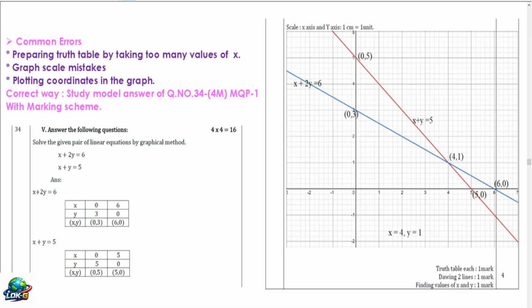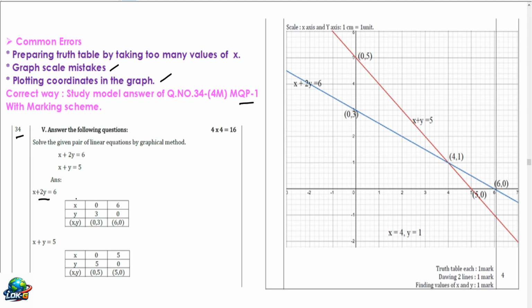Common mistakes of the students are preparing the table by taking too many values of x. Scale mistakes you may do in plotting the coordinate graph. Right? Let us take model question number 1. Question number 34. Solve the given pair of linear equations by graphical method. x plus 2y is equal to 6, x plus y is equal to 5.